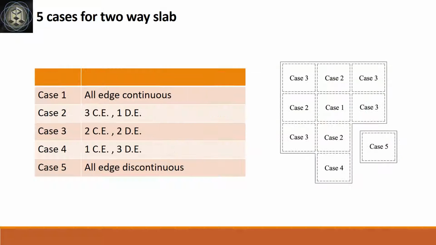Determine the design case number of a two-way slab based on panel edges like Case 1, all edges continuous. Case 2, 3 continuous edges and 1 discontinuous edge. Case 3, 2 continuous edges and 2 discontinuous edges. Case 4, 1 continuous edge and 3 discontinuous edges. And Case 5, all edges discontinuous.